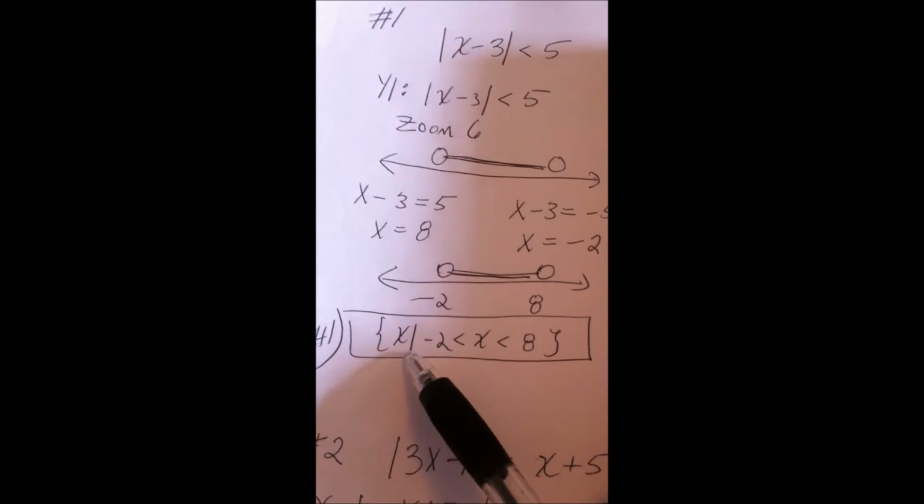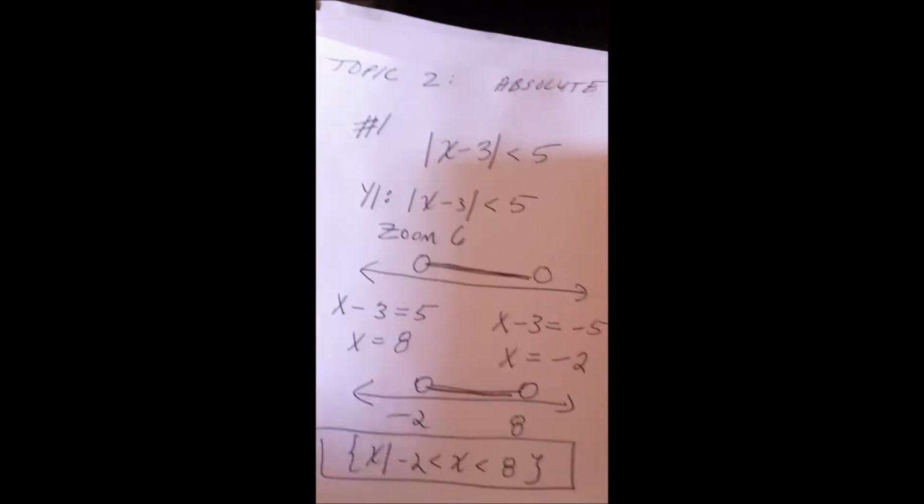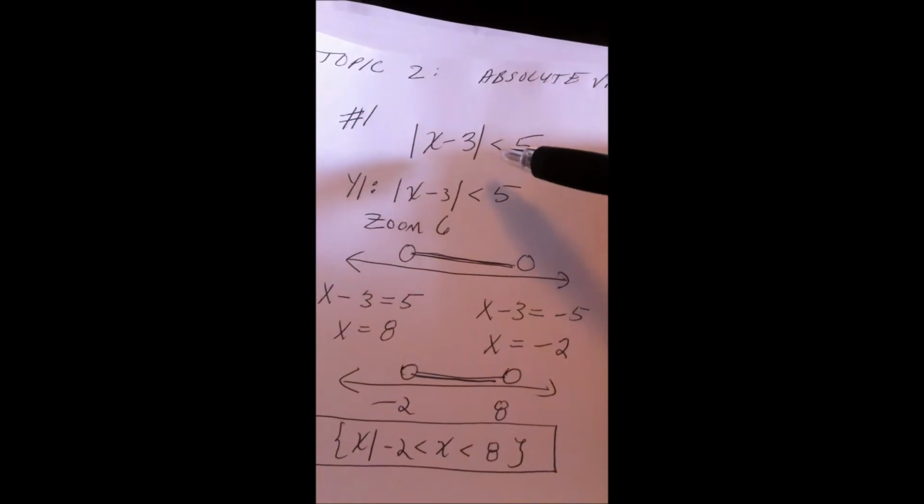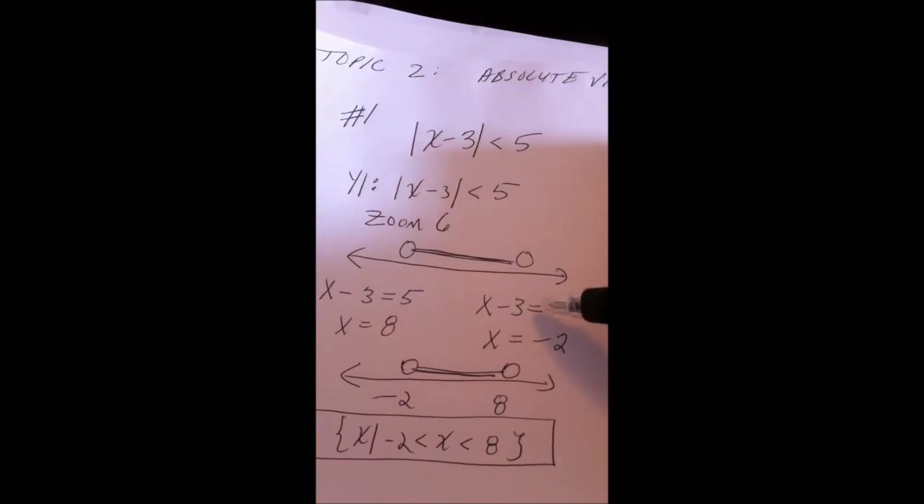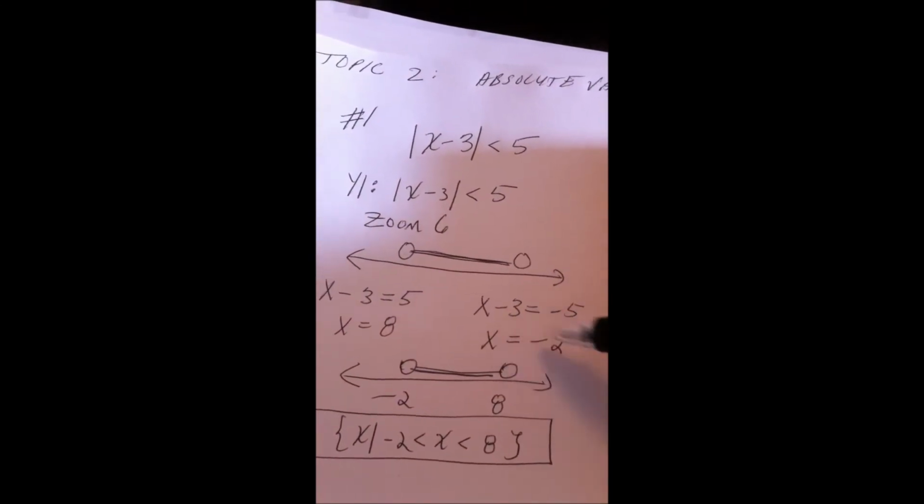The answer to number 1 in this absolute value inequality is x is in between -2 and 8, and that's an open set. It's not inclusive. This happens to be in set builder notation. This is the original problem right here, and you can maintain the inequality symbol, and then when you do less than -5, you'd have to flip it.